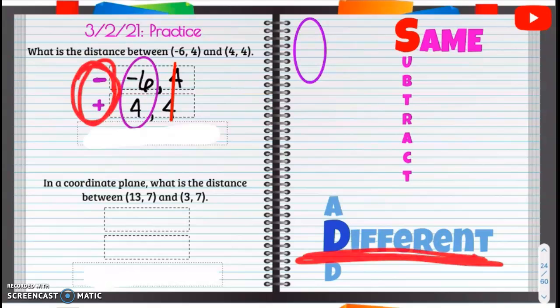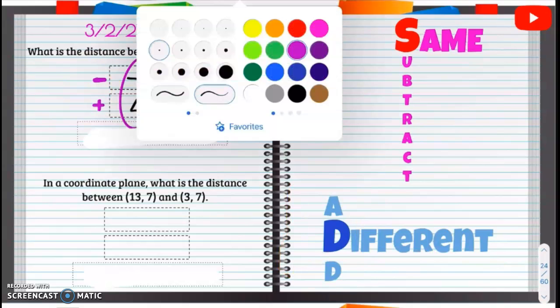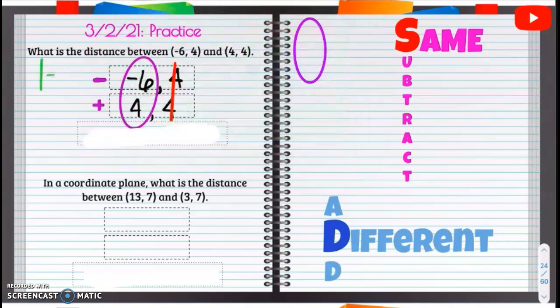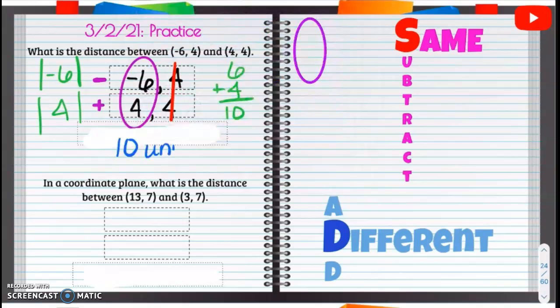So guess what we're going to do? We're going to add our absolute values. So the absolute value of -6 plus the absolute value of 4. So that just means 6 plus 4. And we get 10. So hopefully you got 10 as well. So there'll be 10 units.